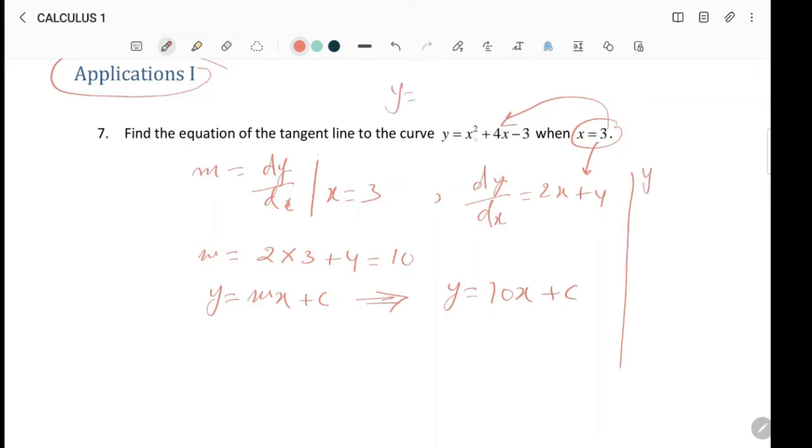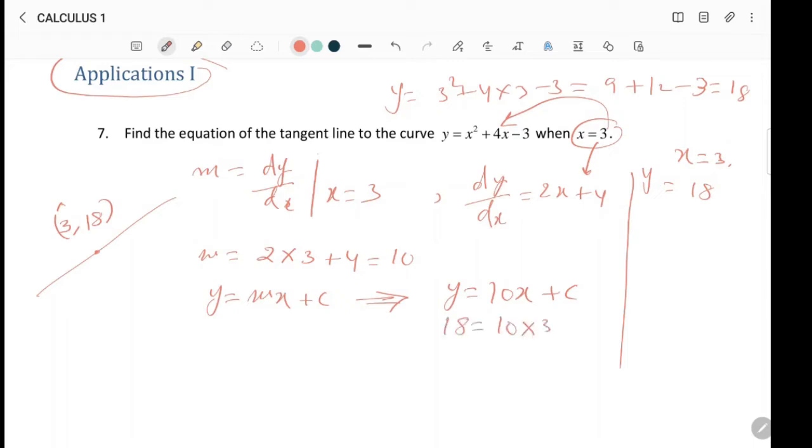Okay, y equals, I can write here, x is 3, right? So this is 3 square, 4 times 3 minus 3, right? You can use a calculator or simplify here. 3 square is 9. 4 times 3 is 12. And minus 3, right? 12 minus 3 is 9. 9 plus 9 is 18. So guys, when x is 3, y is 18. So it means there is a tangent which is passing through the point (3, 18) and having gradient 10. So y equals 10x plus c. Now just put x as 3 and y as 18.